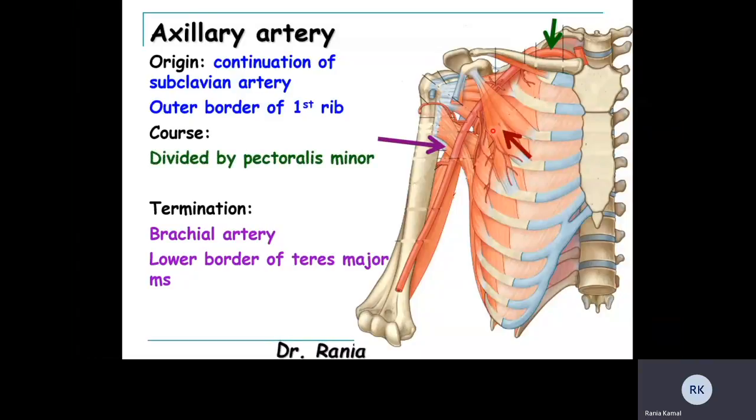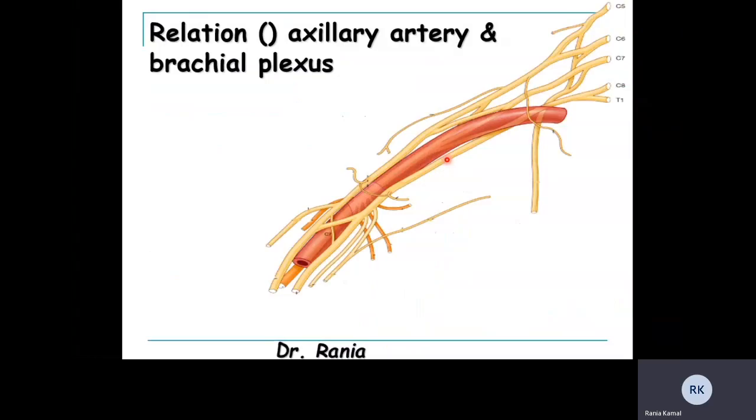It is crossed anteriorly by the pectoralis minor muscle, which divides this artery into three parts. This is the first part above the muscle or proximal to the muscle, the second part deep to the muscle, and the third part distal to the muscle. An overview about the relations of this artery.